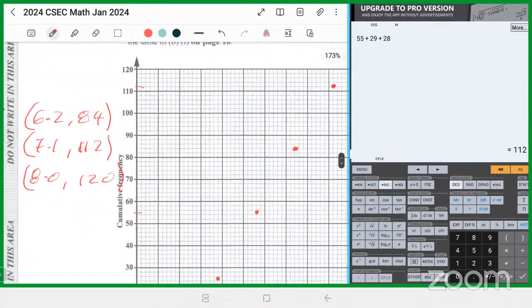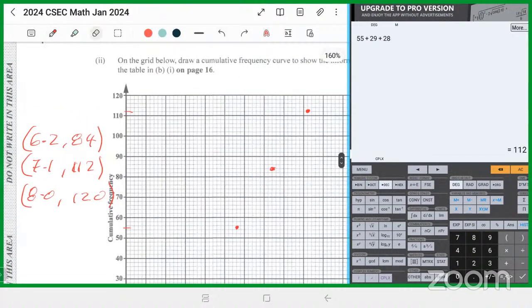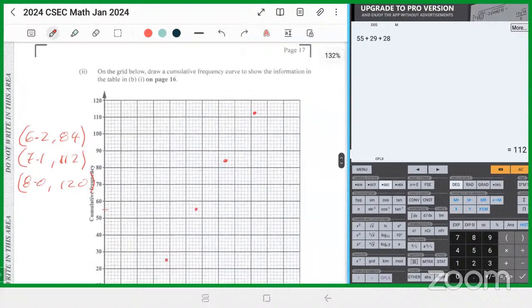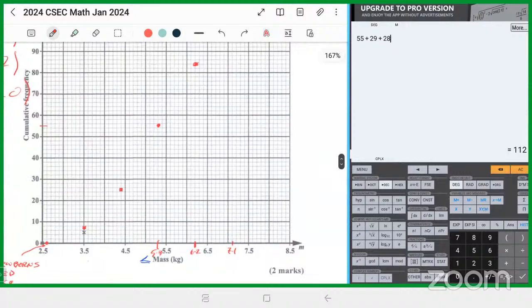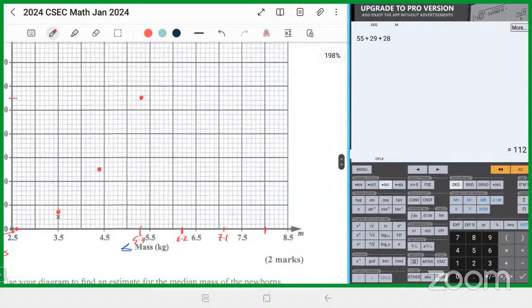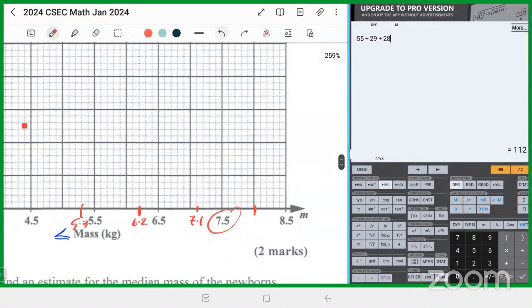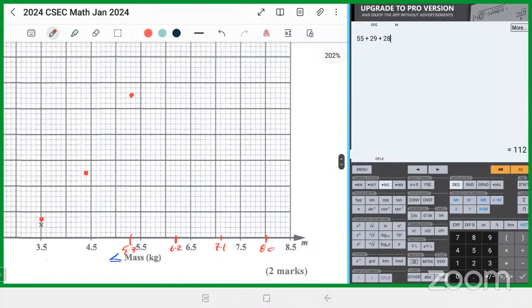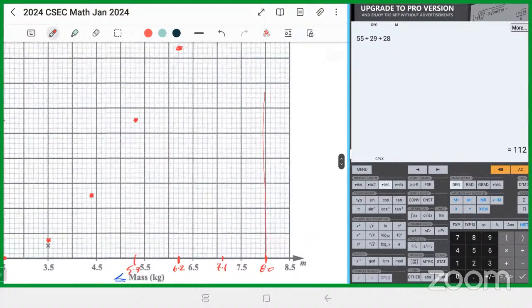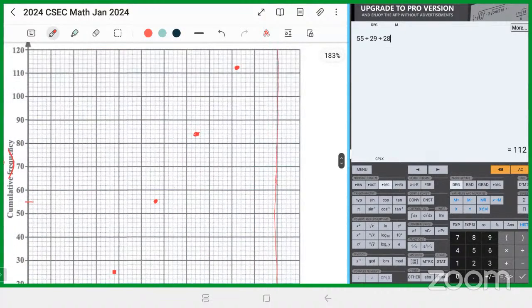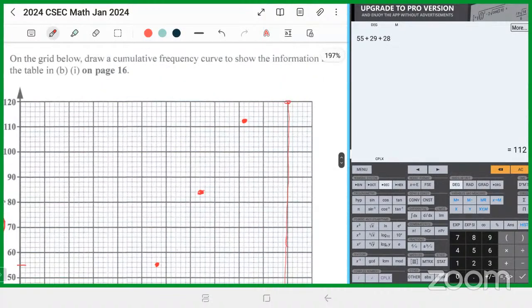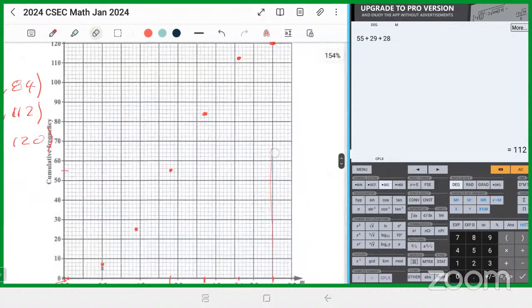And then the last point is 8.0, 120. That one is easy because 120 is right up on the top line. And the 8.0 is right here. 7.5, 8.5, this is 8.0. I'm coming right to meet right up on the 120 at the top. Right up there. So it's this point right at the top. So those are our points.